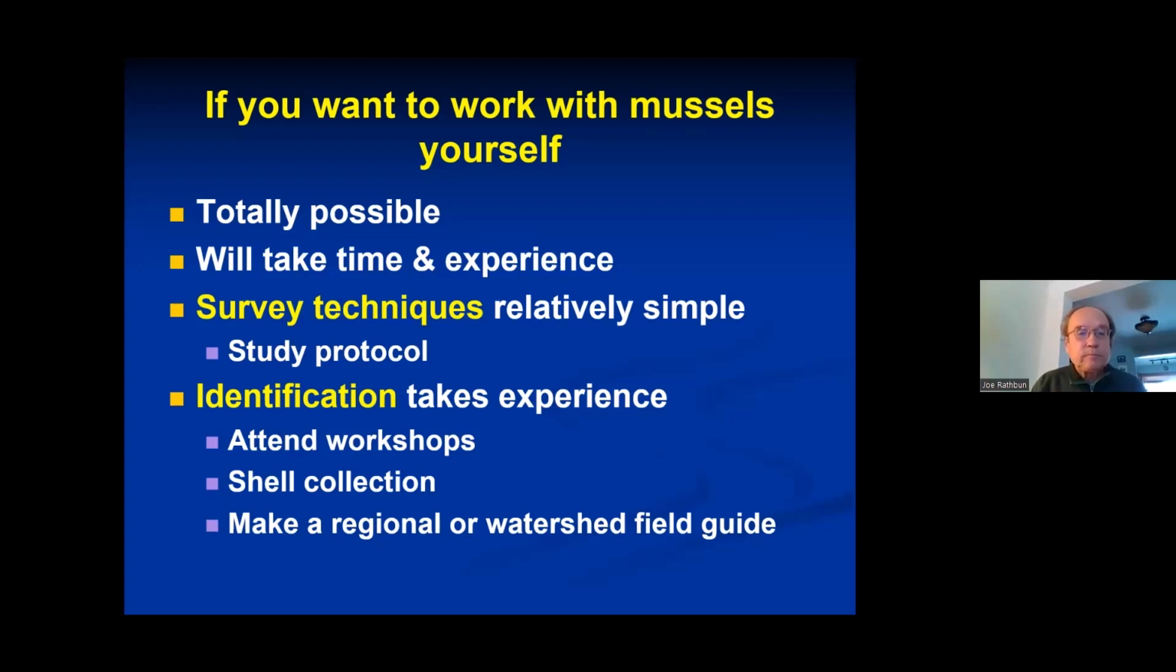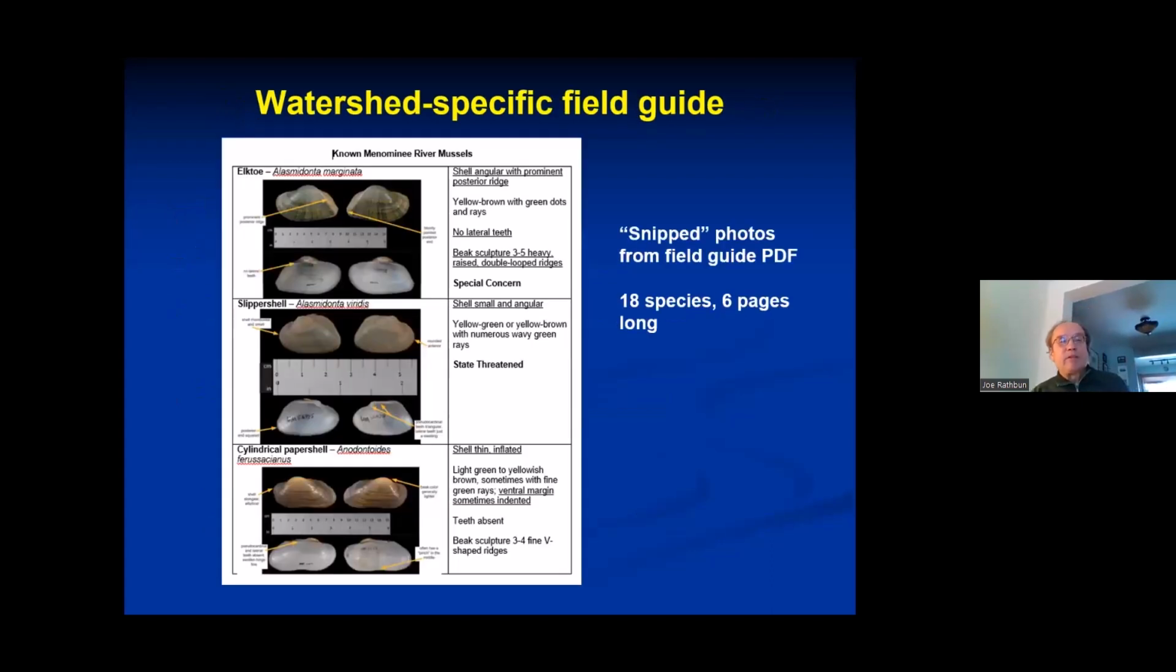If I send you the PDF of the field guide, you can make your own regional or watershed specific field guides. So you're dealing with just the 8, 10, 15 species in your watershed rather than the book with all 40 plus. And this is an example of that. I put this together for the Maumee River. I took the photographs and a summary of some of the significant shell characteristics from the field guide, cutting and snipping the photos, and put them into a Word document. It was only 6 pages long for the 18 species that are known to occur in the Menominee, in the Upper Peninsula. So if you're a watershed group and you want to spend a little bit of time doing this, that's real easy. I'll send you the PDF to the field guide and you can do that.